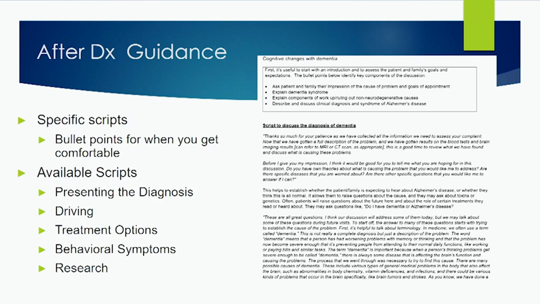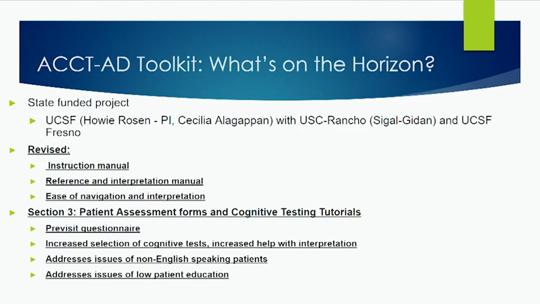So what's new and on the horizon? As I said, there is a state-funded grant that's spearheaded by the UCSF main campus. Dr. Howie Rosen and Cecilia Alagapa and Alyssa Bernstein are part of that. And here at USC Rancho, Dr. Sigal Gadan and we at UCSF Fresno are participating. So it's a 3-campus project.